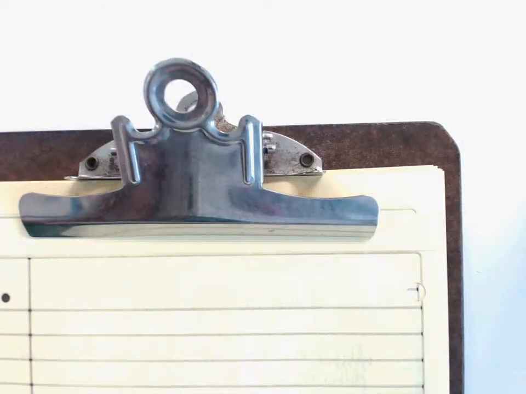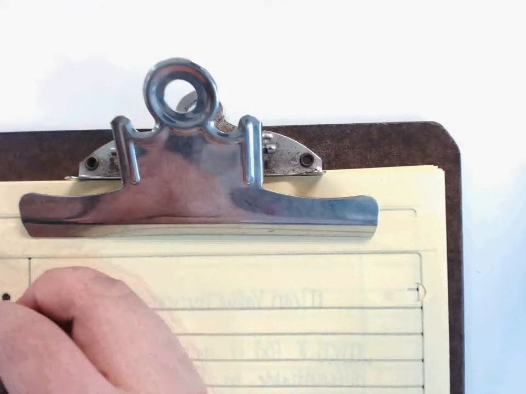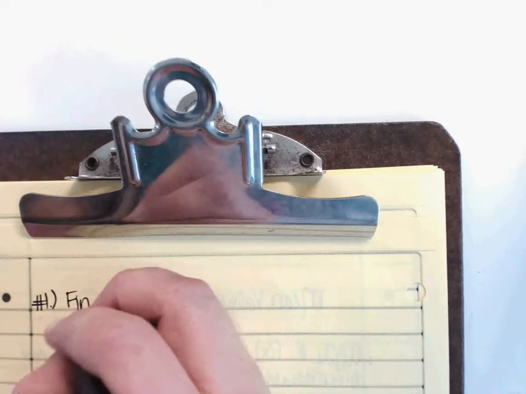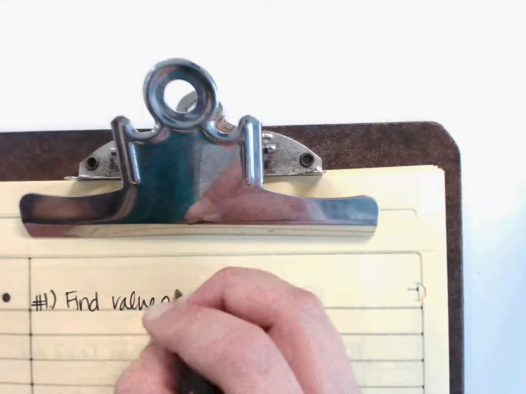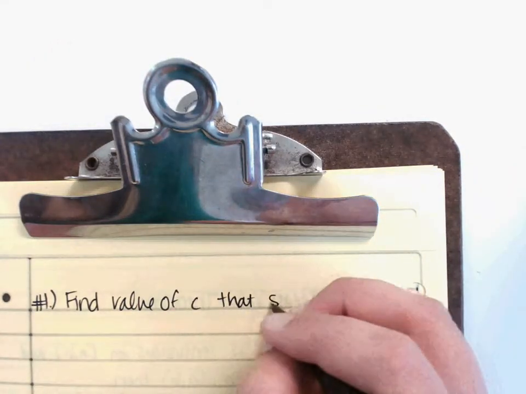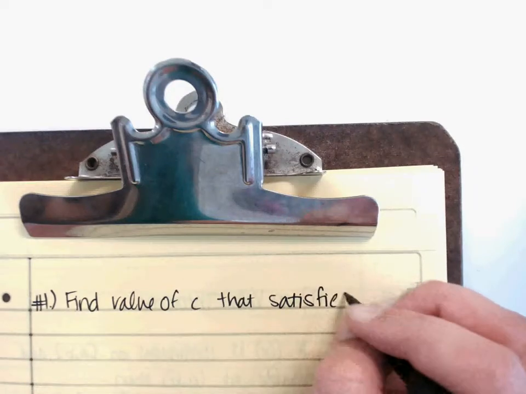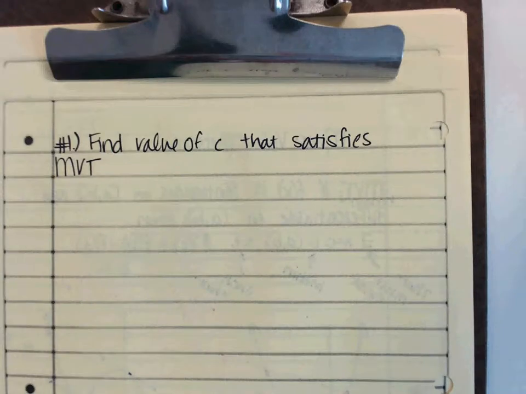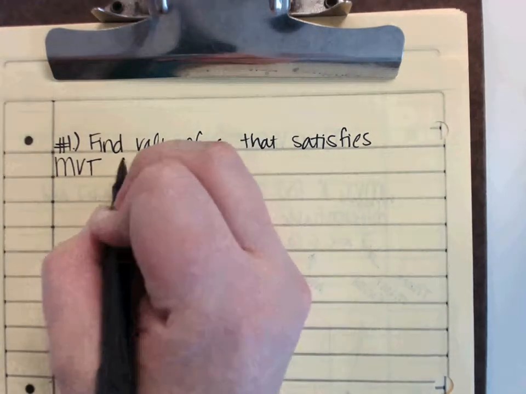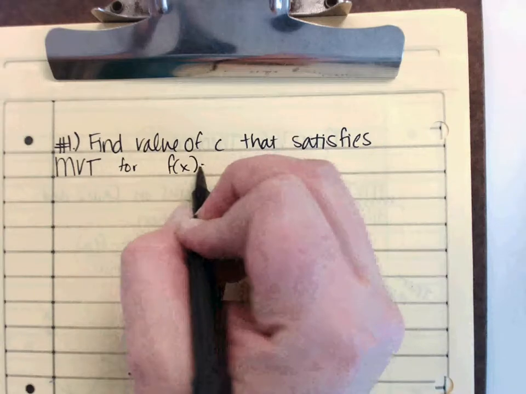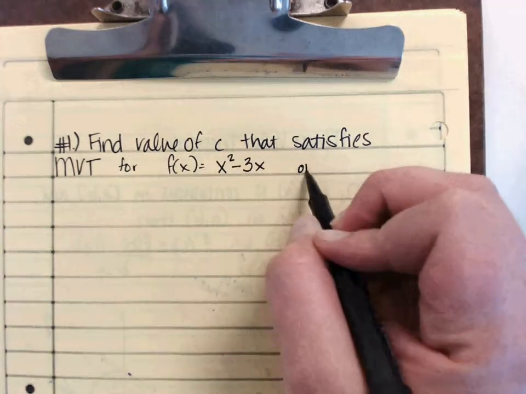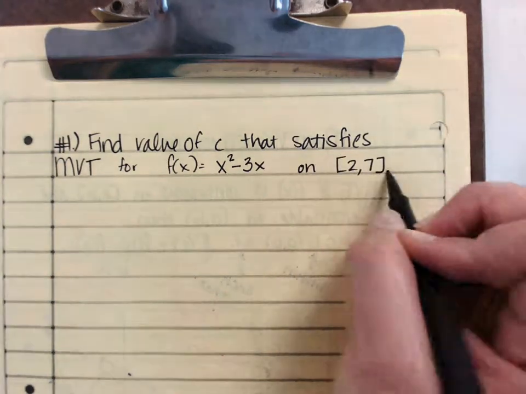Okay. All right, example number 1. You are going to find the value of C that satisfies the mean value theorem. I'm going to abbreviate that MVT. That satisfies MVT for f of x equals x squared minus 3x, on 2 to 7.